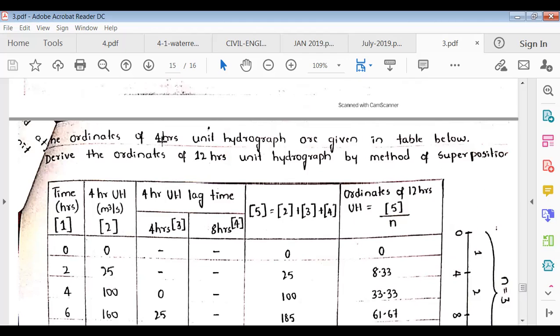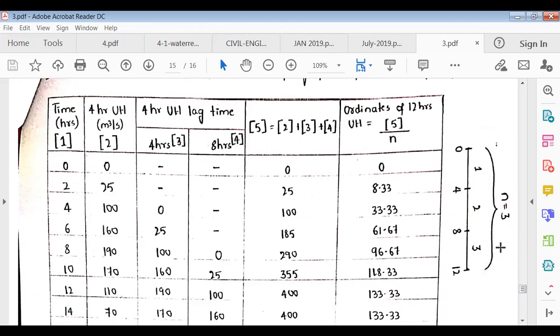So 12 divided by 4, the time duration here is 4. So 12 hours divided by 4 will give us 3. So 4 3s are 12. So n is 3.